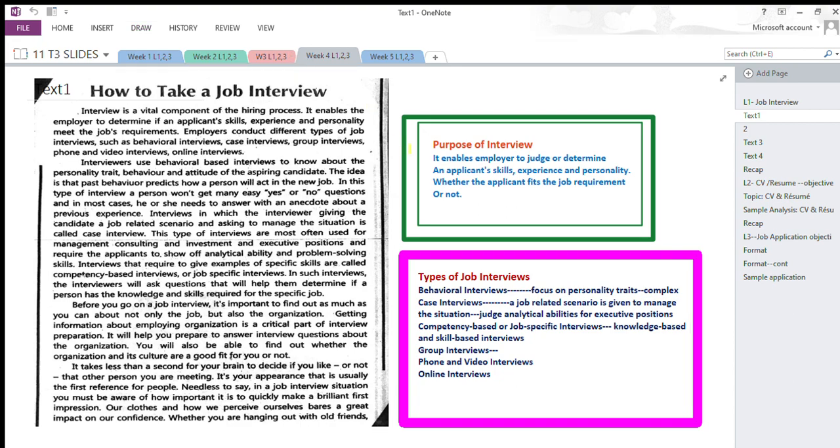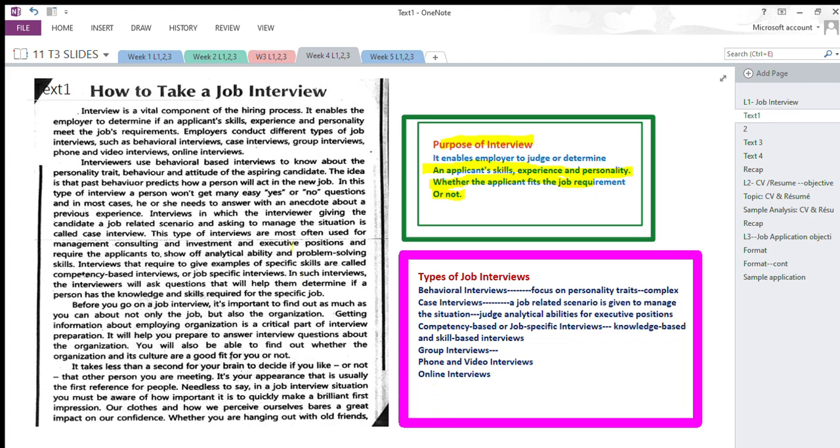So to start with, the purpose of interview is that it enables the employer to judge or determine an applicant's skills, experience and personality. Okay, so it gives a chance to the employer to judge your skills, your experience and your personality, whether the applicant fits the job requirement or not. This is the purpose of interview. Okay, and the first paragraph deals with this purpose.